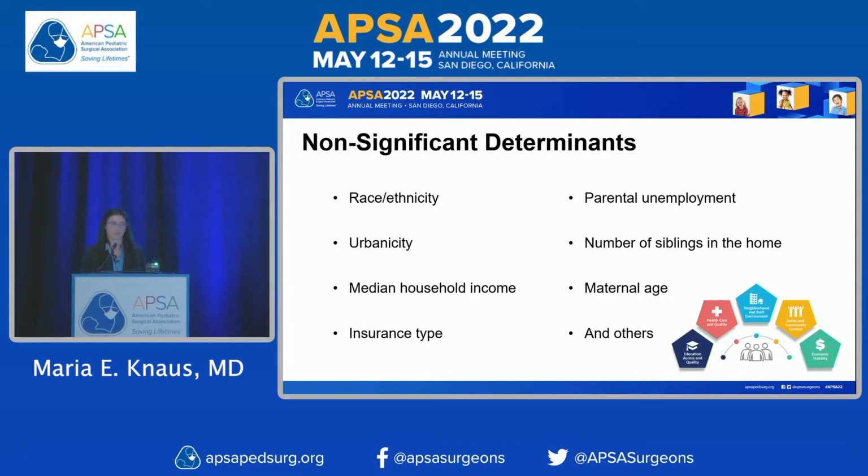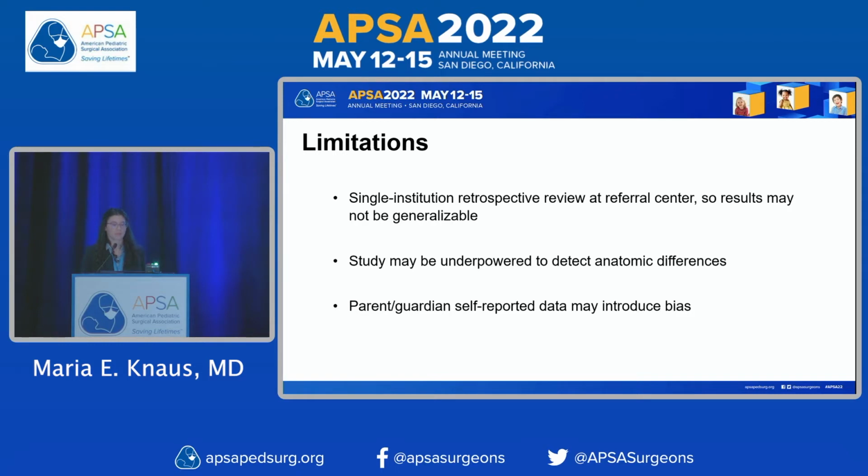There were many variables that were not significant, including race and ethnicity, parental unemployment, the number of siblings in the home, and maternal age. Limitations of this study include that it's a retrospective review at a large referral center, so our results may not be generalizable. And while we did not find any significant anatomical or clinical factors, our study may be underpowered to detect these differences. Additionally, the parent-reported nature of our data may introduce bias.